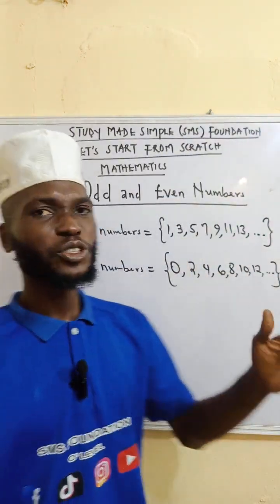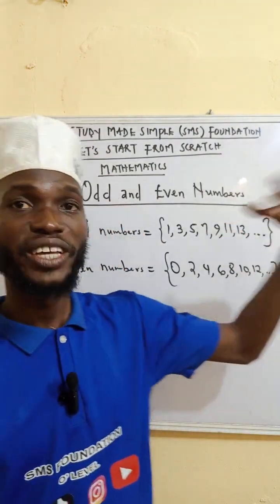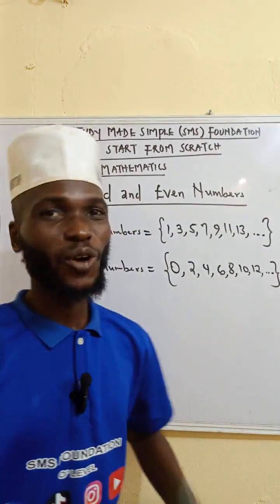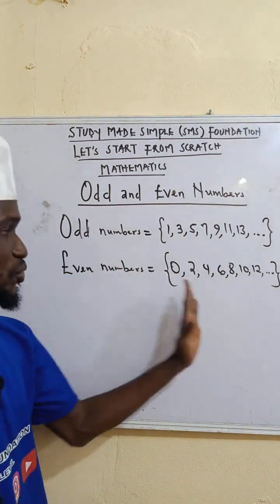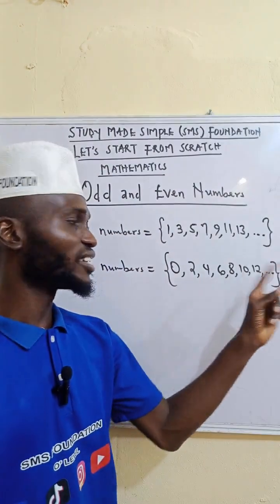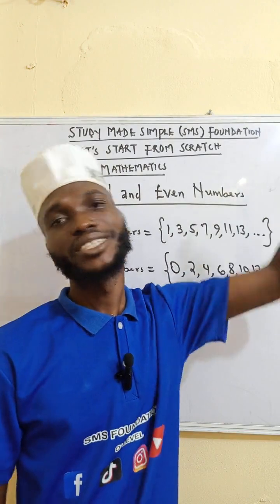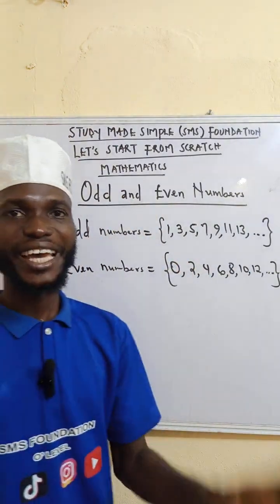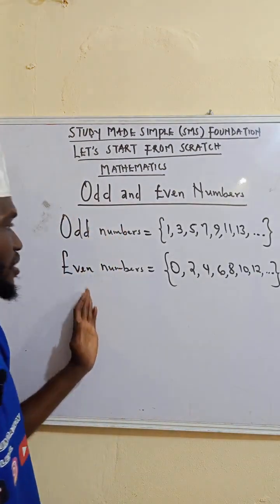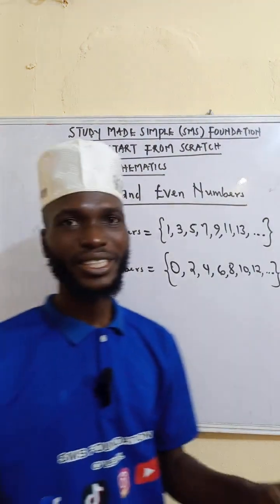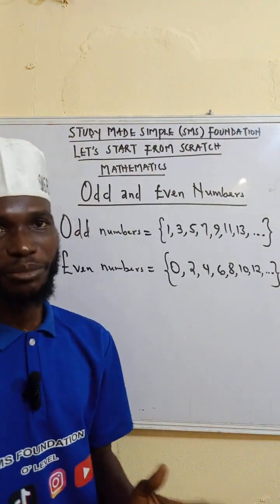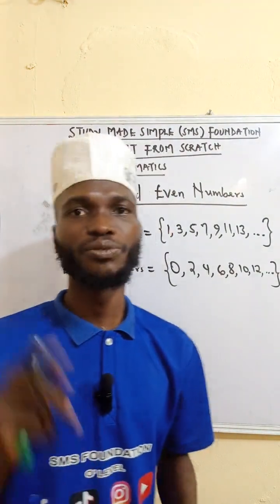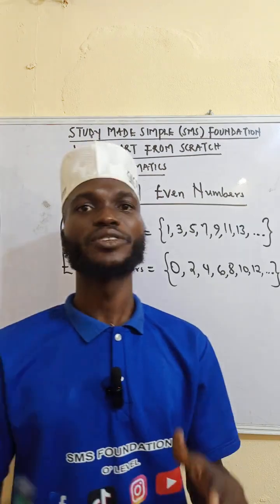Oh, sorry, even negative numbers too. We have negative even and negative odd numbers, but I just don't want to go there. So 0, 2, 4, 6, 8, 10, 12, 14, 16, 18, 20. All of them can be divided evenly by 2 without any remainder. You can see that that's all about even and odd numbers. A number cannot be both of them at the same time. You have to get that.